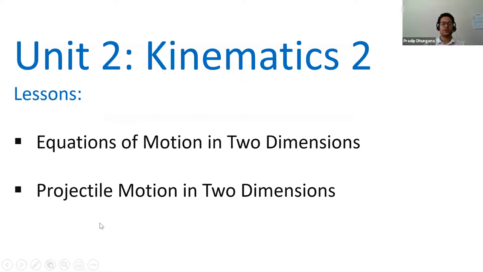So right now we are in unit 2, kinematics 2, and these are the lessons we'll complete today. Equations of motion in two dimensions and projectile motion in two dimensions.